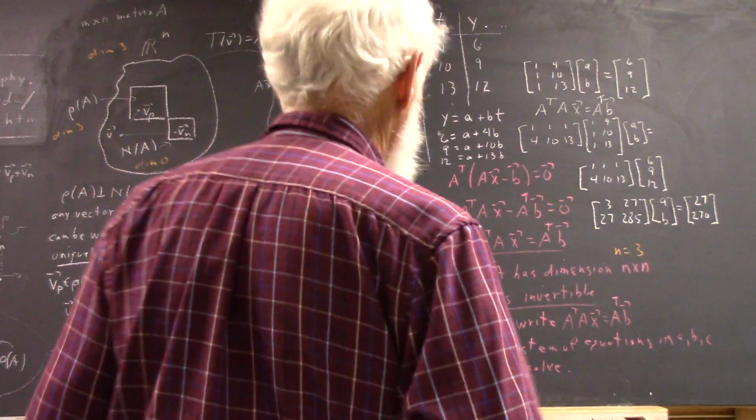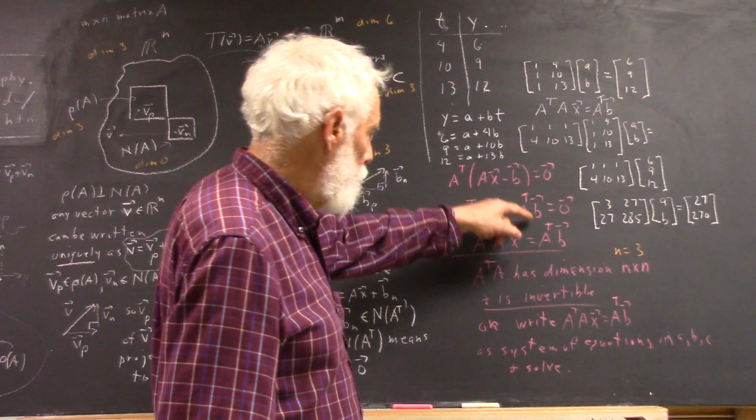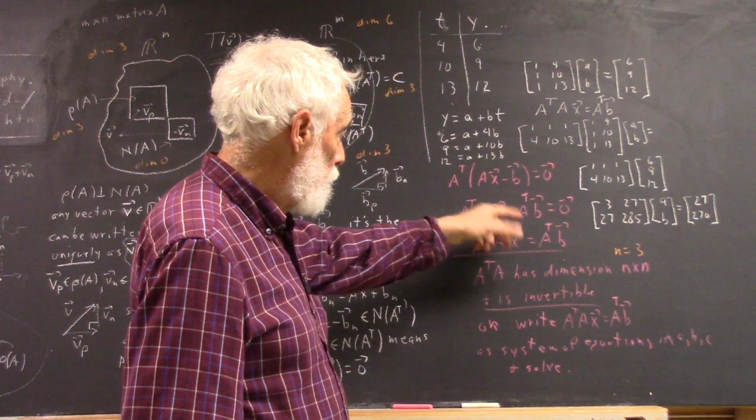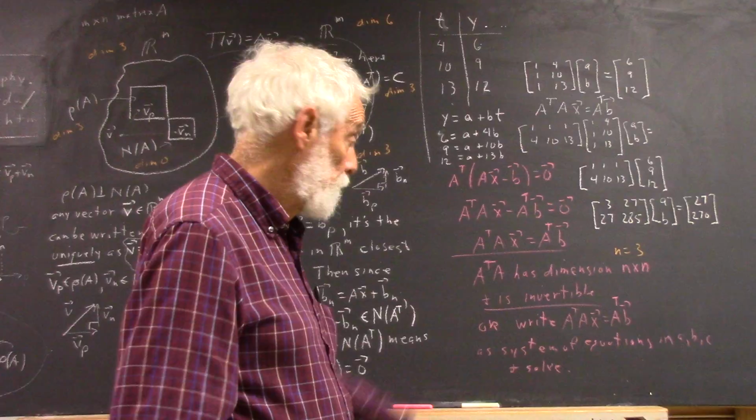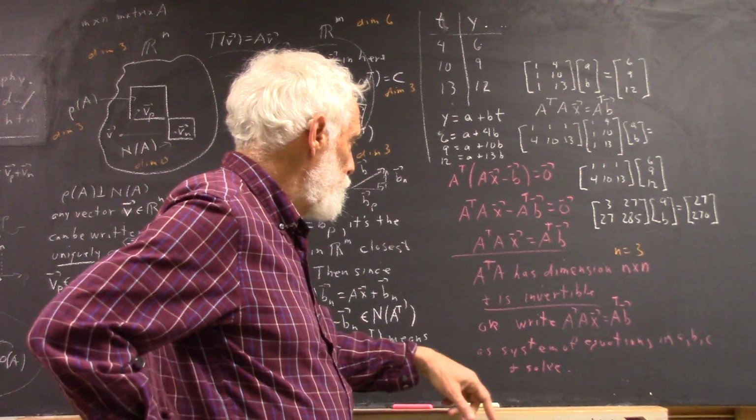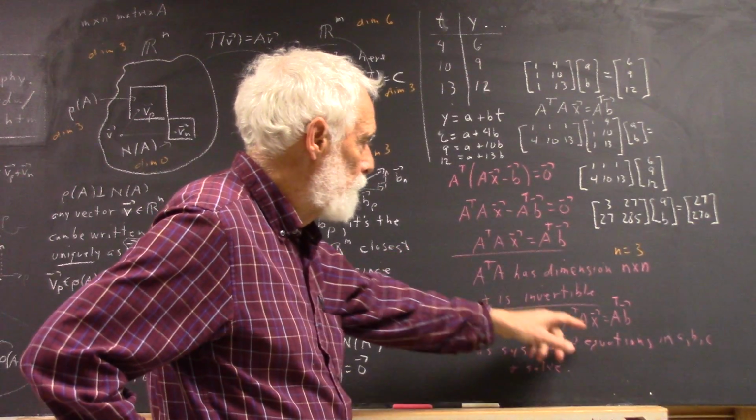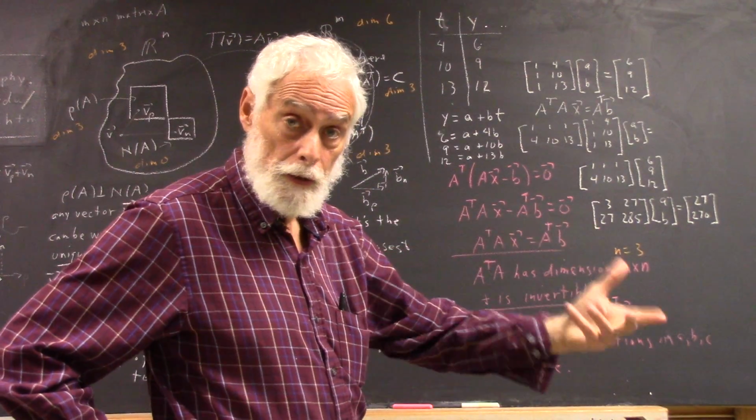Okay, I made a careless error here. I didn't put the transpose on this A. Now, obviously, when we multiply through by A transpose, we get an A transpose here, and, of course, down here. So be sure that you're aware of that error.